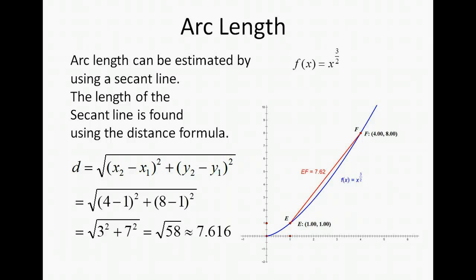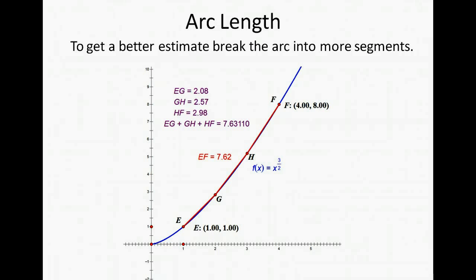Now, if we wanted to get a better estimate for the arc length, we would take that arc and break it up into even more segments. So let's go ahead and do that. Here we have it broken up into 3 segments, and we found the length of each segment. From E to G about 2.08, from G to H approximately 2.57, and from H to F about 2.98.